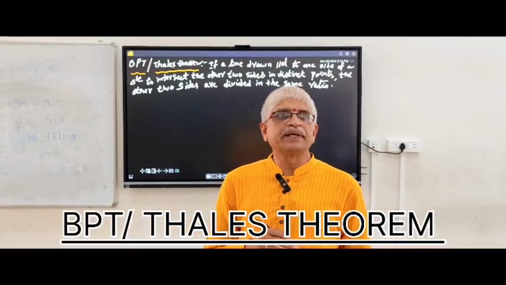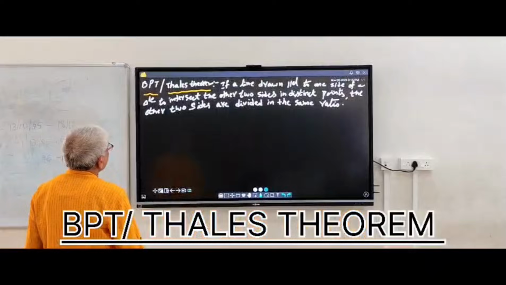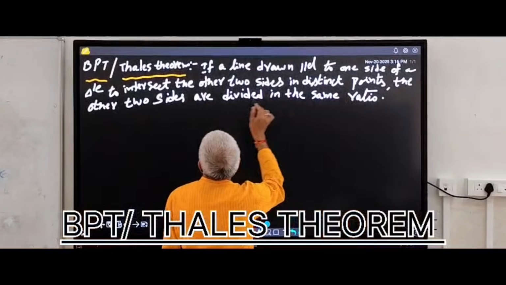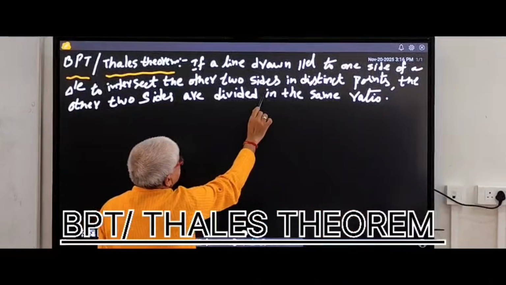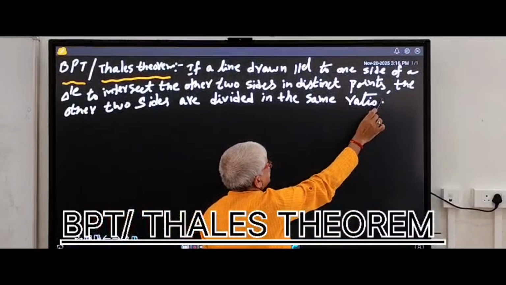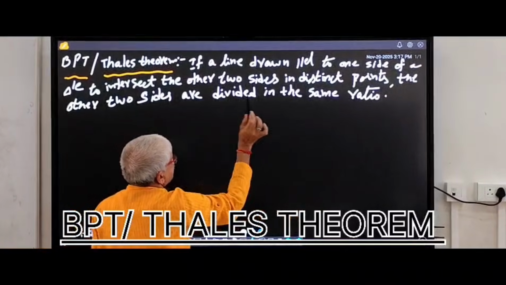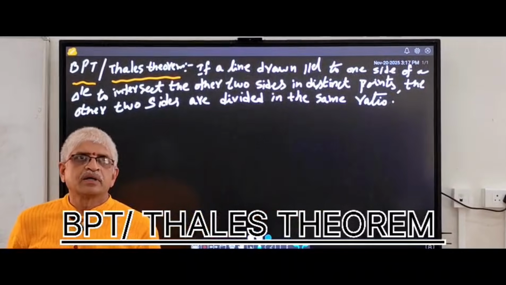So what is BPT? BPT or Thales theorem is: if a line is drawn parallel to one side of a triangle to intersect the other two sides in distinct points, the other two sides are divided in the same ratio. So this is the statement of the theorem.